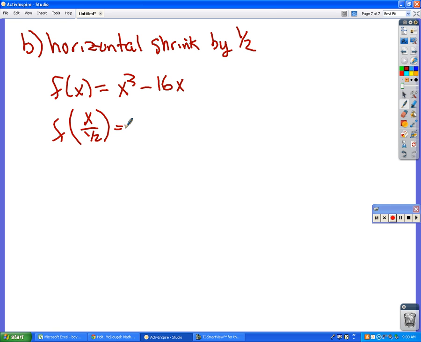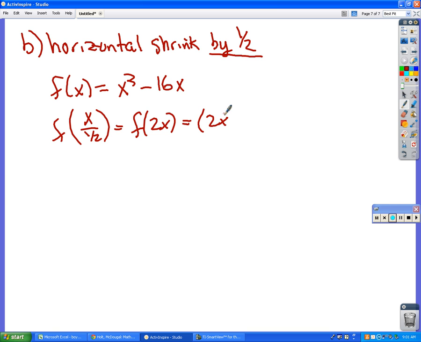Really, it's 2x. x divided by 1/2 is the same thing as 2 times x. Because we want a horizontal shrink by 1/2, I have to take all the x's and divide them by 1/2. So if I want a stretch of 5, I need to take them all and divide them by 5, so they would all be replaced with x over 5. Okay, so I'm going to replace all my x's in here with 2x's.